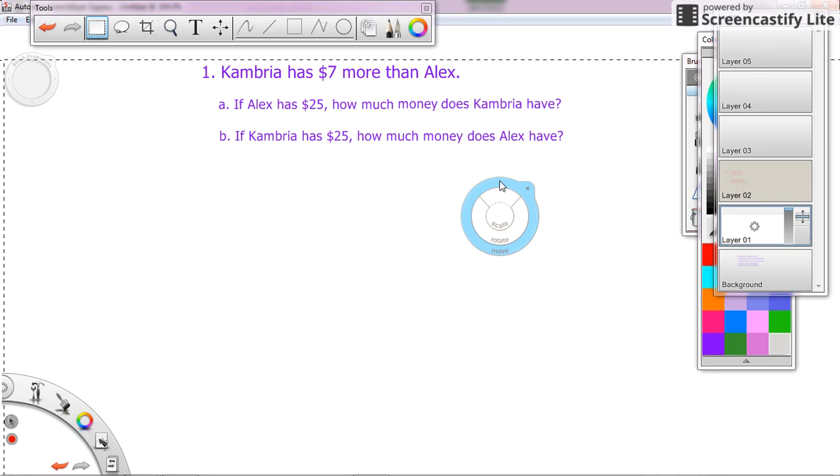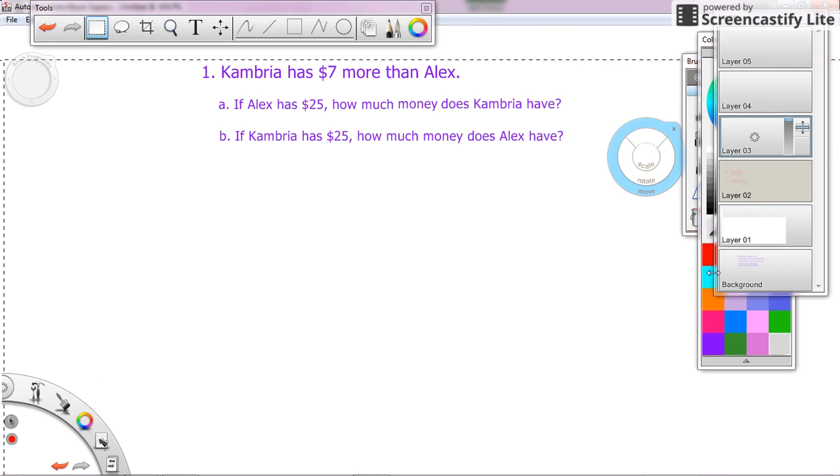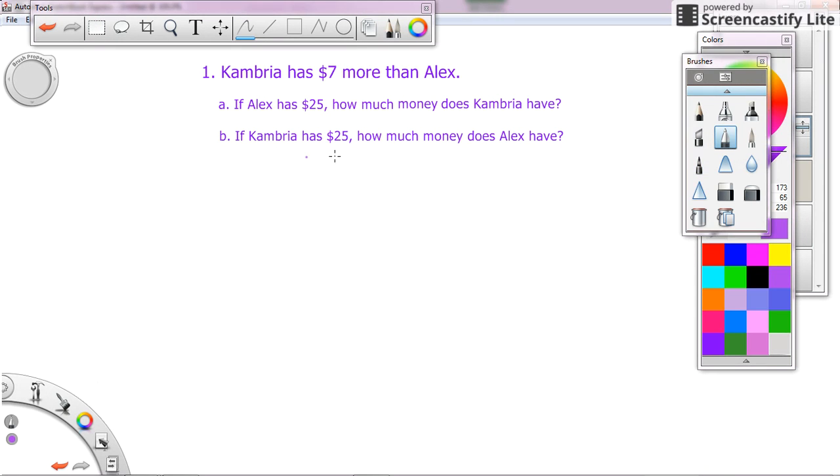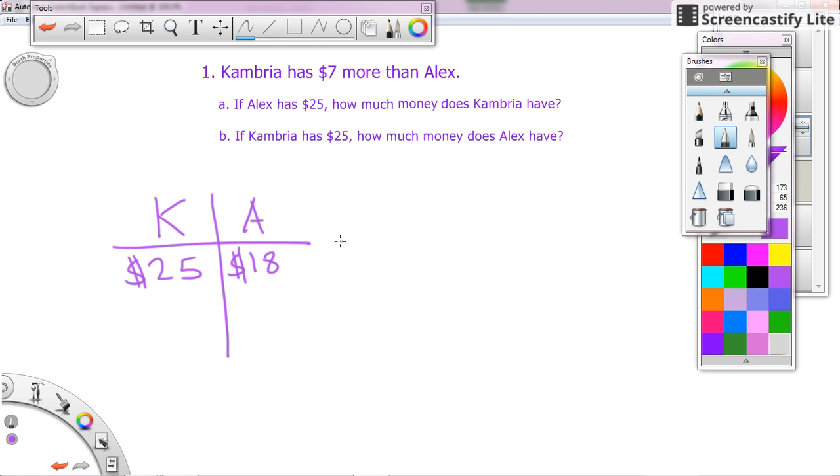If Cambria has $25, how much money does Alex have? Let's solve this one using the table. So let's see here. Cambria has $25. How much is Alex going to have? Well, I know that Cambria always has $7 more than Alex, so of course I'm going to subtract this 7 off, and I'll get $18 for Alex. No problem there.